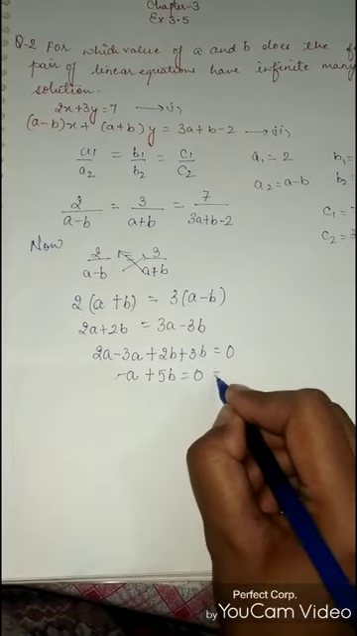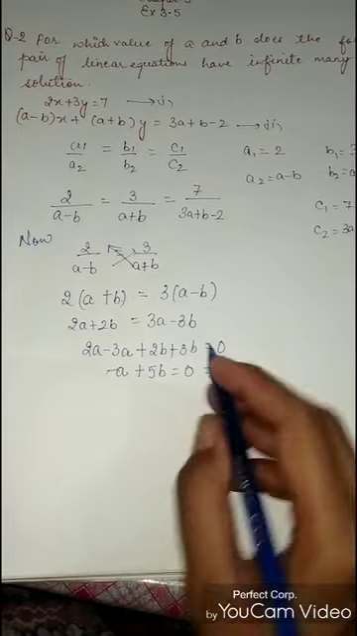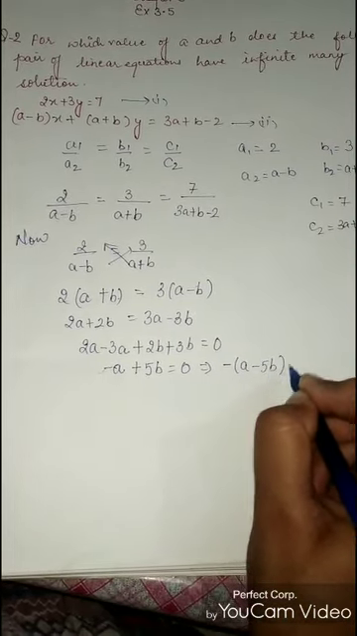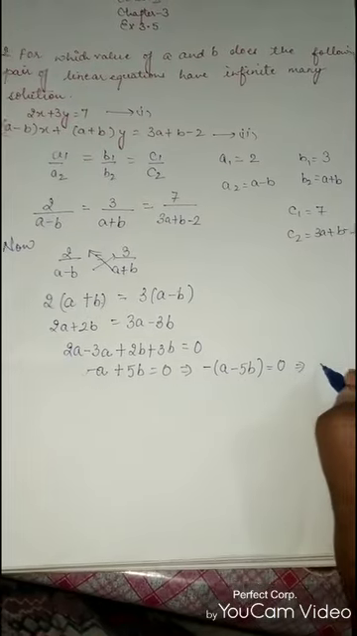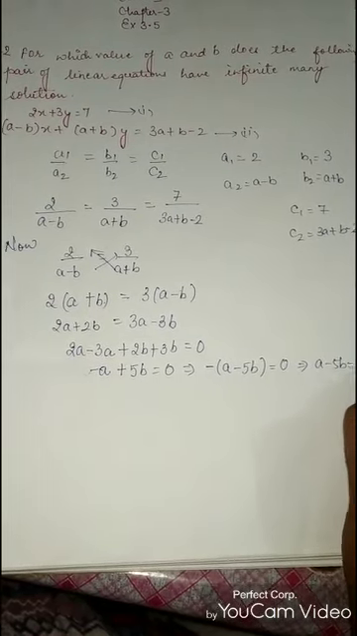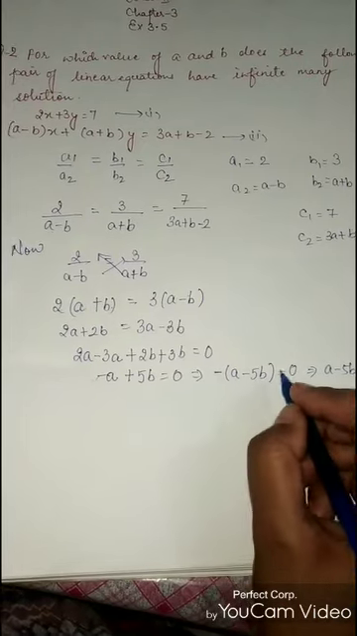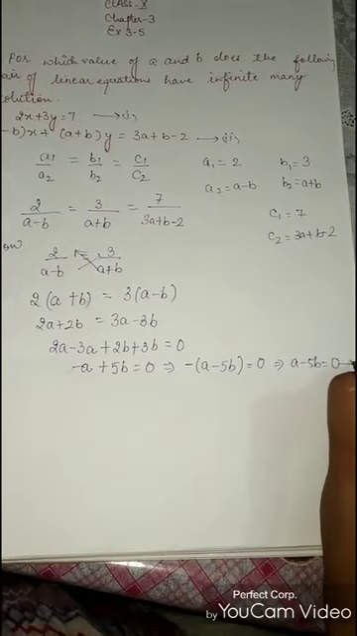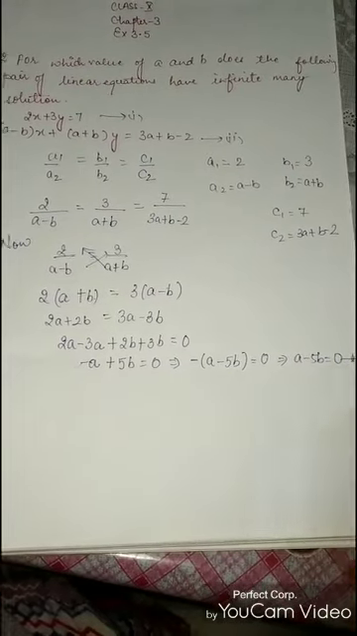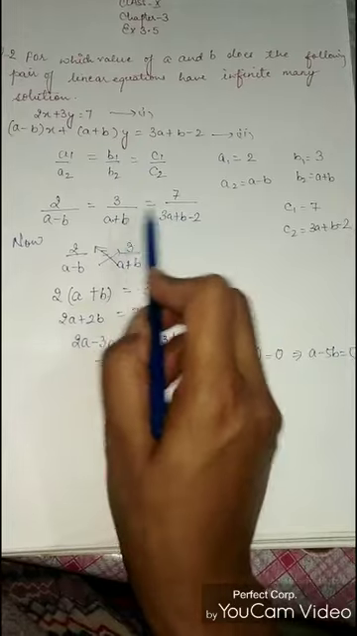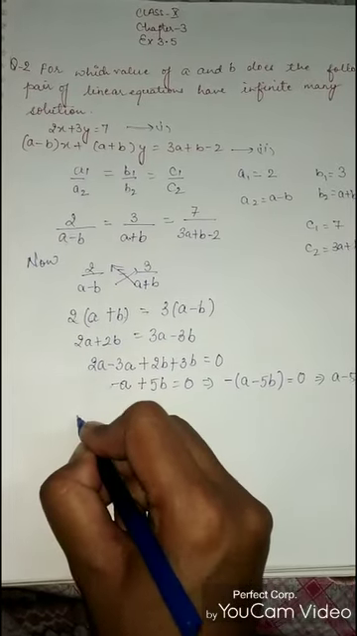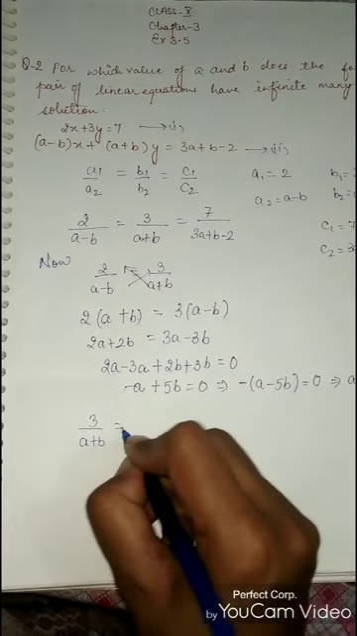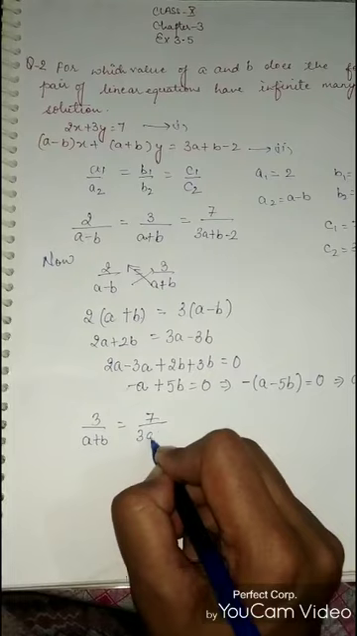Now from here, I am taking minus common. So this will become a minus 5b is equal to 0, because when the minus sign shifts to the RHS it will become 0. So this is our equation number 1. Now compare these two. This is 3 upon a plus b is equal to 7 upon 3a plus b minus 2.